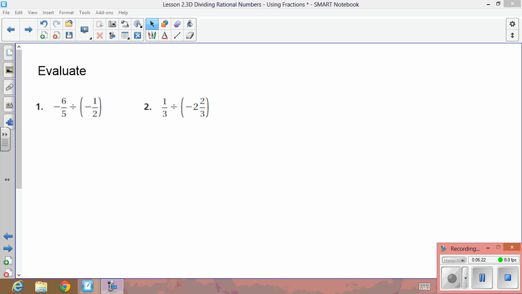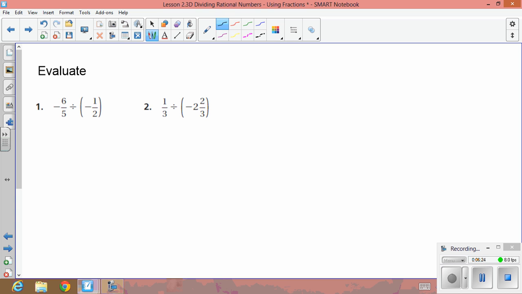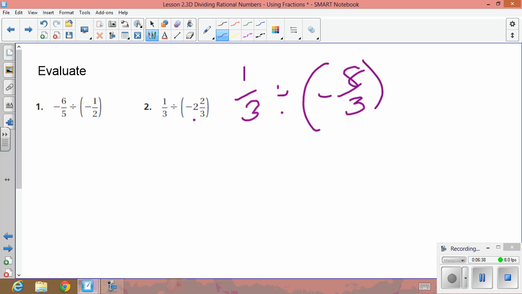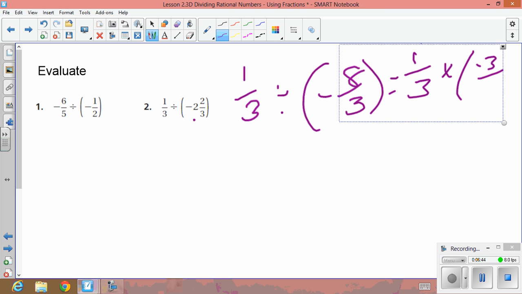Okay, let's take a look at example number 2. In example 2, we have 1/3 divided by negative 2 and 2/3. Let's make this mixed number improper. We have negative 3 times 2 is 6, plus 2 is 8. So we have negative 8 over 3. Now we can rewrite this as 1/3 times negative 3 over 8.